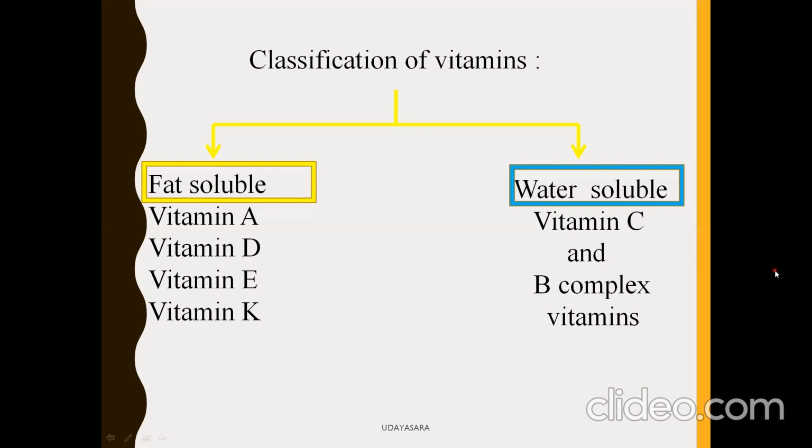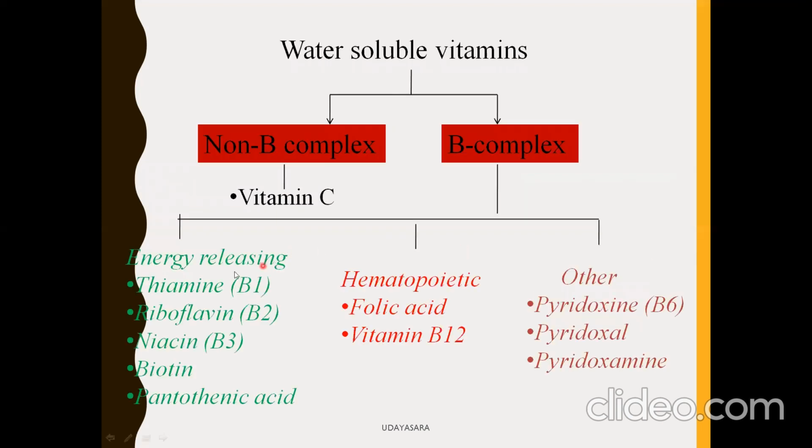The B complex vitamins are further classified as the vitamins that release energy, the vitamins that possess hematopoietic activity, and other categories. The vitamins that release energy are thiamine, riboflavin, niacin, biotin, and pantothenic acid. The vitamins needed for the formation of hematopoietic elements are folic acid and vitamin B12. The other category includes vitamin B6, which is pyridoxine. The active forms are pyridoxal and pyridoxamine.